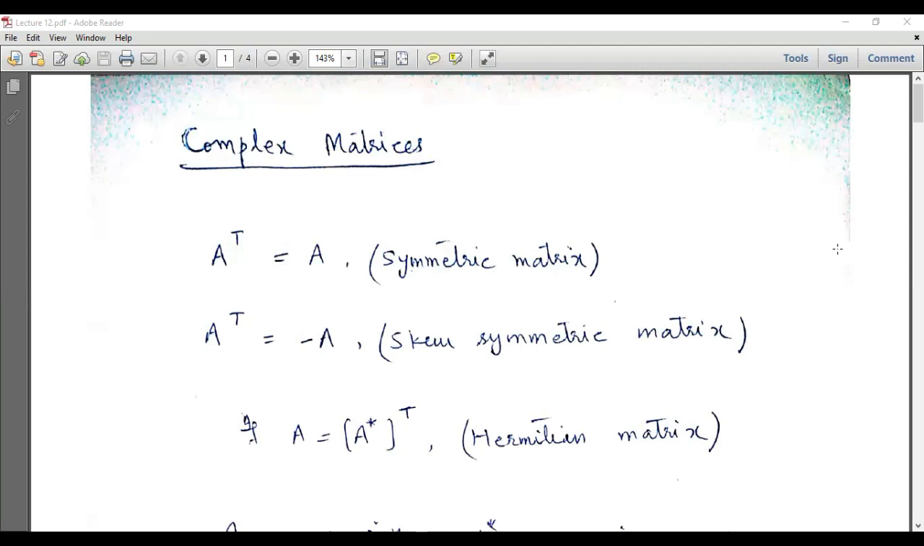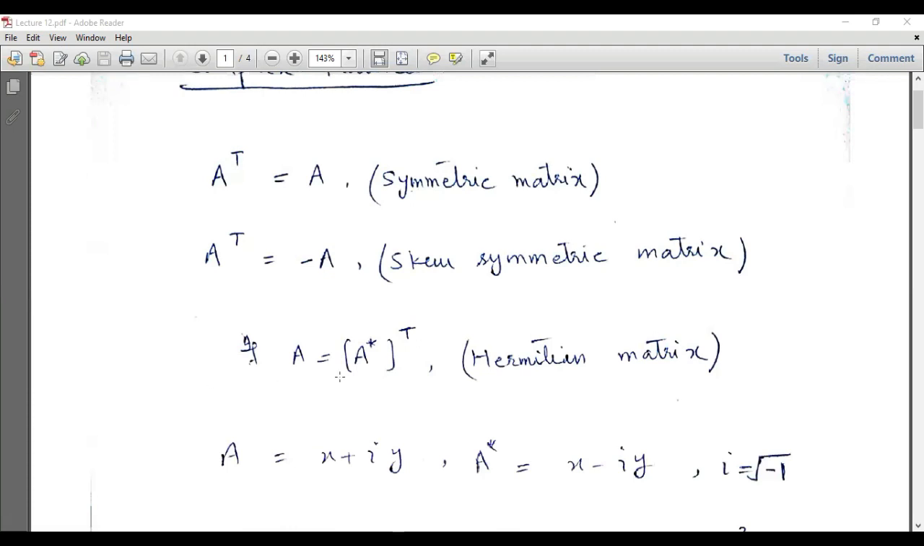In this lecture, I will discuss complex matrices. In complex matrices, we have certain properties, features, and terminologies. So, what is a symmetric matrix? If the transpose of a matrix is equal to the original matrix, then we call that matrix a symmetric matrix. Similarly, if the transpose of a matrix is equal to minus the original matrix, that matrix is called a skew symmetric matrix.